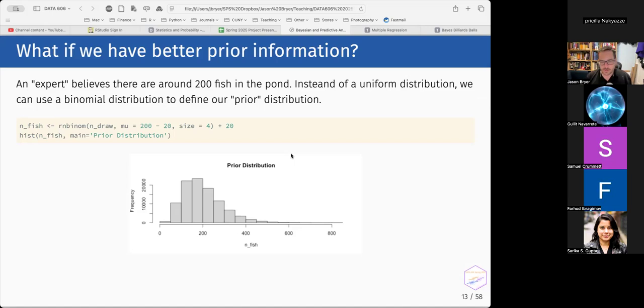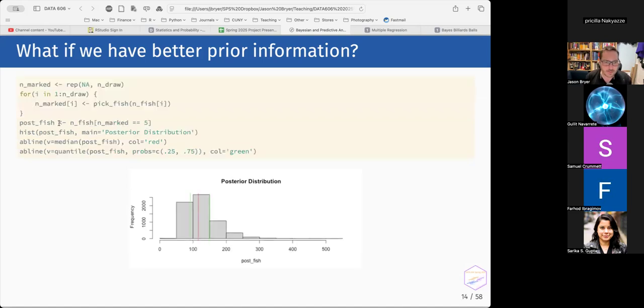And so the Bayesians will leverage prior information to define what that prior is going to be. So let's say, for example, I show up and there's a fisherman there. He says, I'm an expert fisherman. There's 200 fish in this pond. Okay, great. So instead of using a uniform distribution, I'm using a binomial distribution centered on 200. So you could see I'm going to guess around 200 more, but I'm going to go all the way down to 20 and actually all the way up to 800 since I use the binomial distribution.